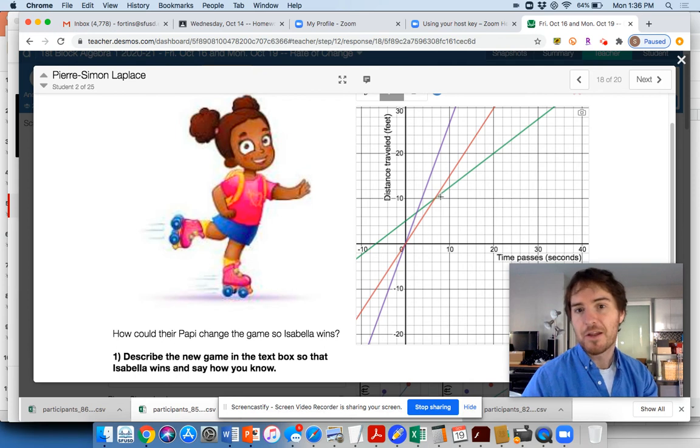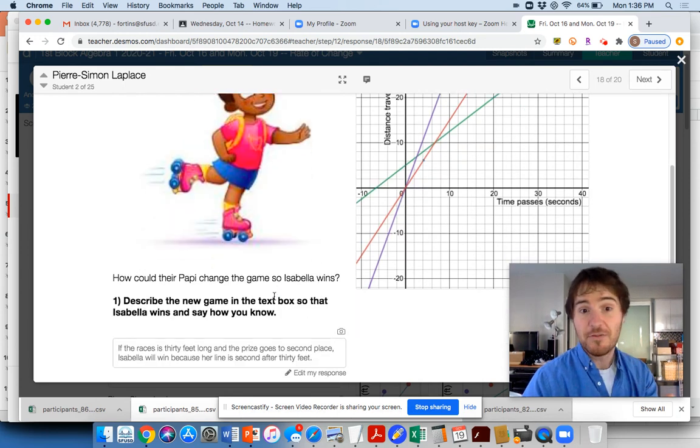Well, I'm kind of thinking of one here. Okay, whoever's in last place, whoever's in third place, who's furthest behind after 4 seconds, right? That's how I could say Isabella would be the winner. She's furthest behind at 4 seconds, right? That's my answer right there. Let's see what this person said.